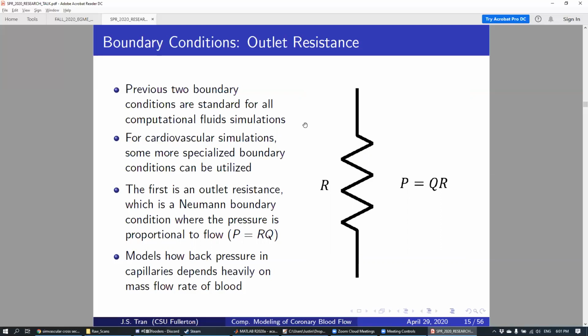These are very commonly used in our cardiovascular simulations, because what they model is the effect of the capillaries on our 3D simulation. The capillaries have a lot of viscous resistance because their diameters are really small, and that creates a lot of pressure that must be accounted for in your 3D simulation.